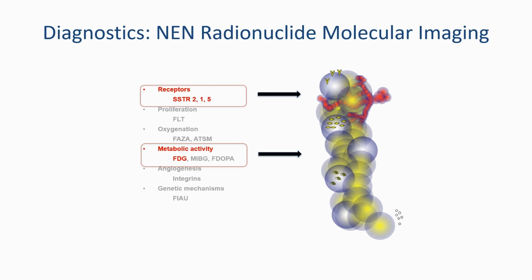So what are the diagnostic radiotracers utilized in neuroendocrine neoplasm? We essentially utilize somatostatin receptor labeled particles which target somatostatin receptors 2, 1, and 5. And occasionally we also utilize fluorodeoxyglucose, which is essentially a glucose particle, to further characterize disease in patients with neuroendocrine neoplasm.